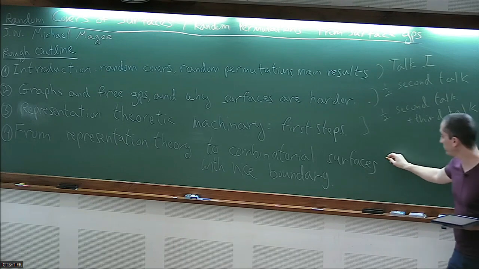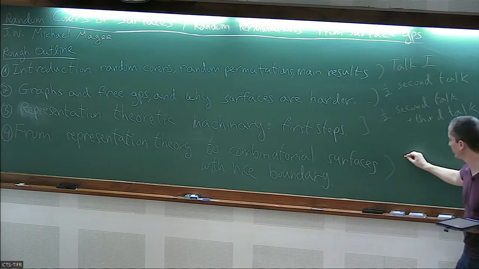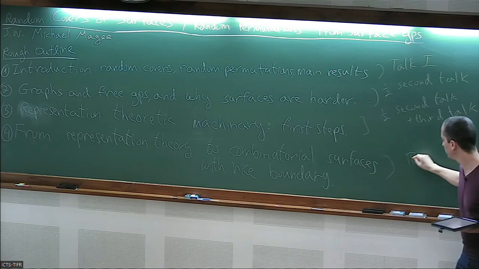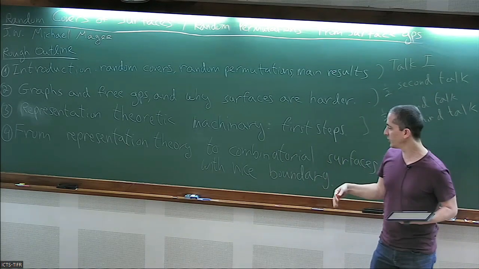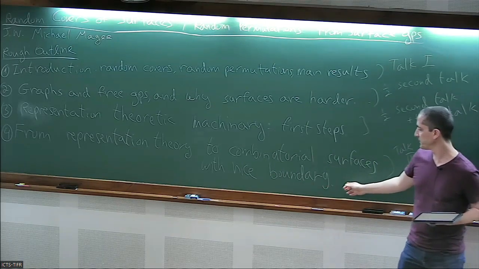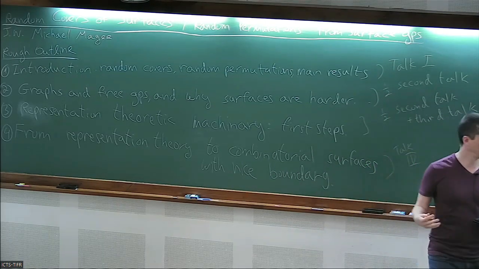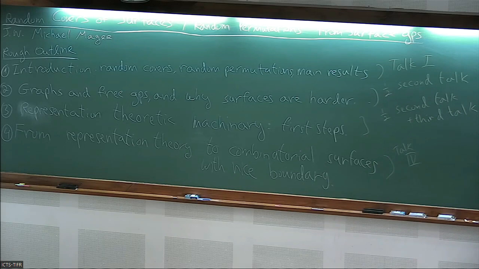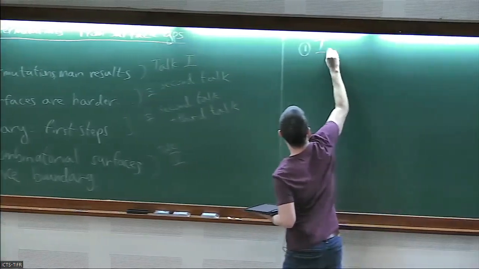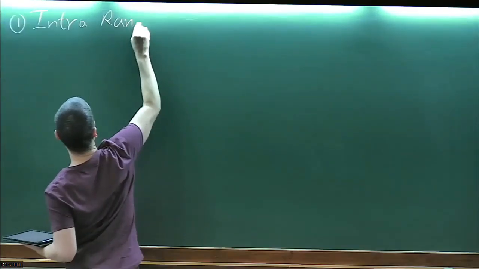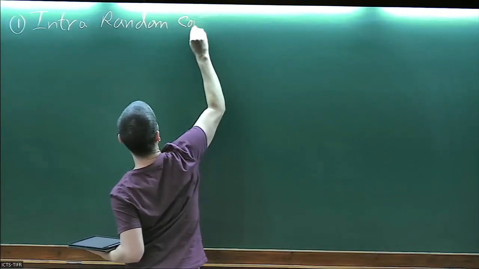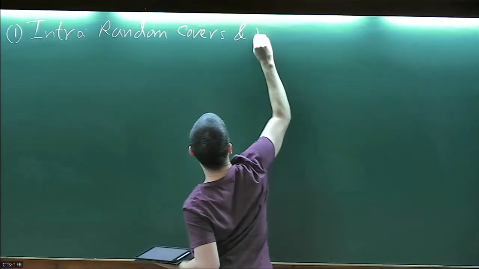And then the last talk, hopefully, I mean, there might be some carry over, so fourth talk, we'll see how representation theory actually leads us back to a combinatorial definition of surfaces with a nice boundary, and then we need to work with this. Okay, so I'll start now with the first part, the introduction. So I'll talk about random covers and random permutations.